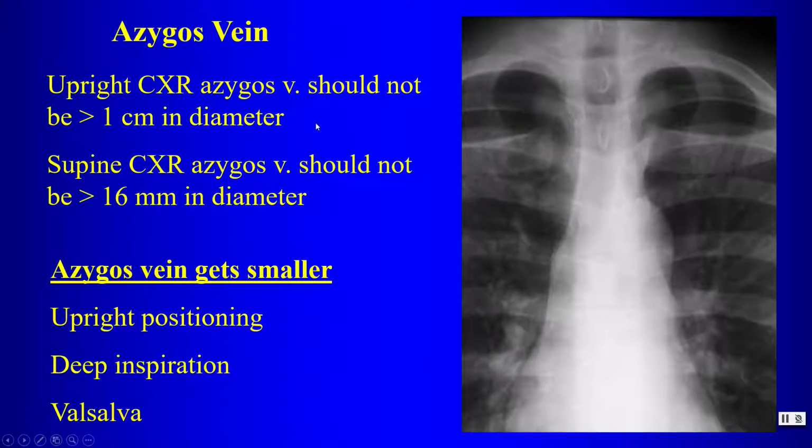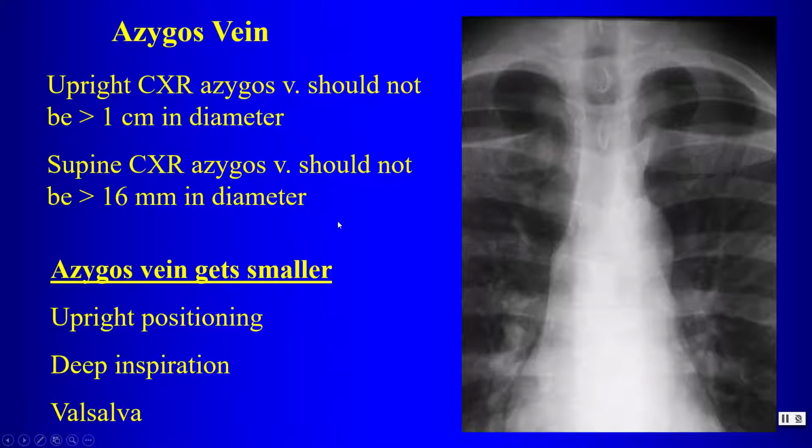For the azygos vein on an upright chest radiograph, the azygos vein should not be greater than 1 centimeter in diameter. Here's the appearance of a normal azygos vein, this oval-shaped opacity. Really the azygos venous arch, as we are looking at it en face, as it curves forward to drain into the superior vena cava. So this will be seen here, adjacent to the right main stem bronchus, just above the right upper lobe bronchus. On a supine chest radiograph, the azygos vein should not be greater than 16 millimeters in diameter.